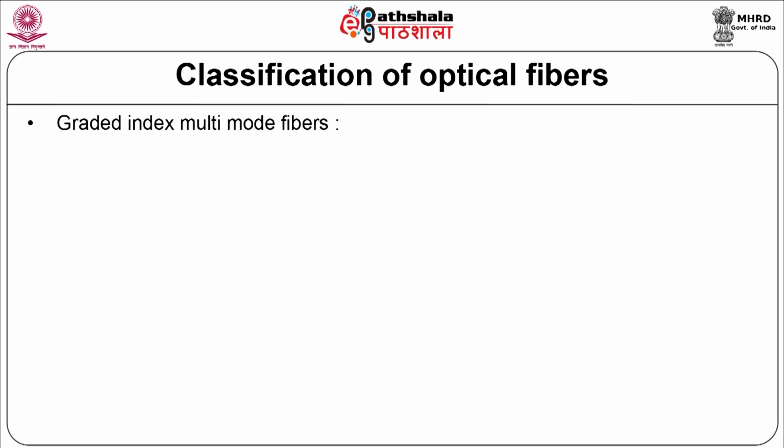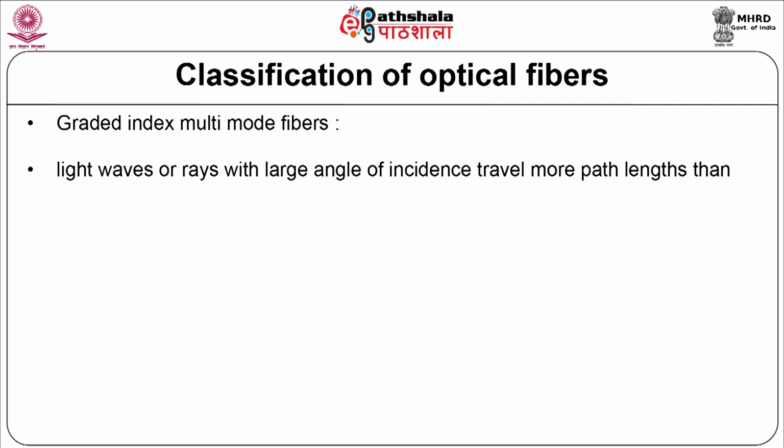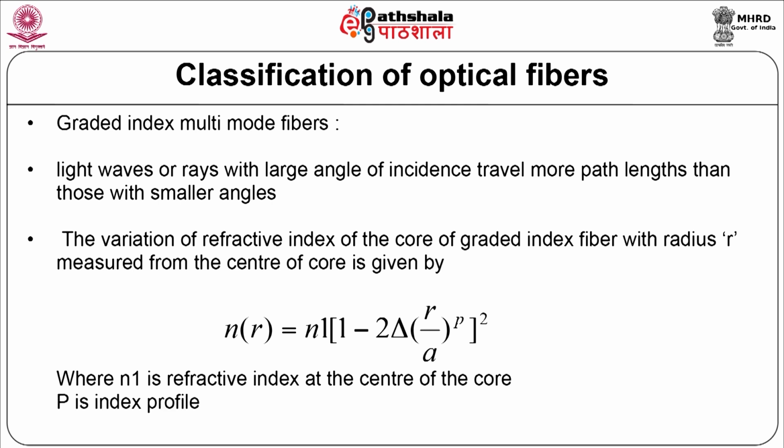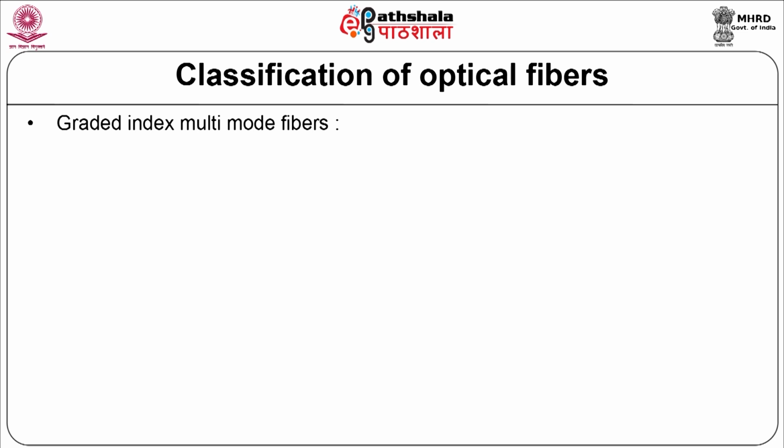Graded index multimode fiber. Light waves or rays with large angle of incidence travel more path length than those with the smaller angles. The variation of refractive index of the core of the graded index fiber with radius r, measured from the center of the core, is given by the following equation. In this, N1 is the refractive index of the cladding, delta is the refractive index difference, and P is the index profile.